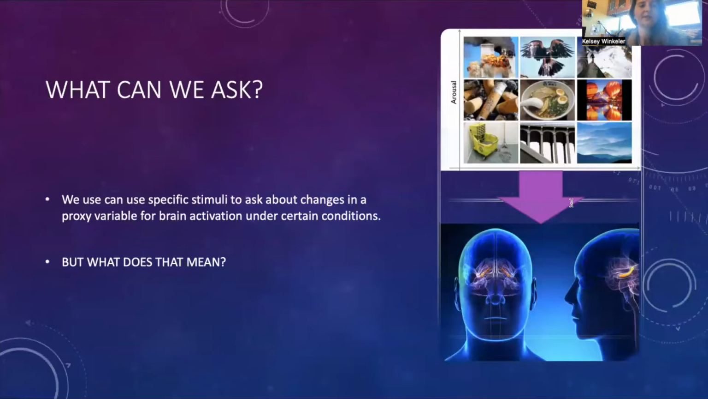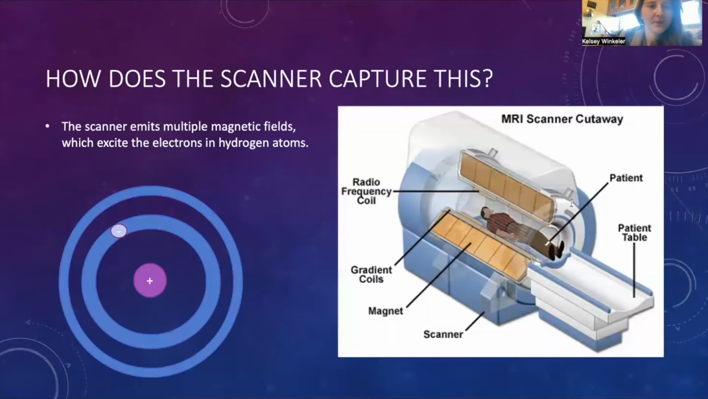So, what can we ask? We can use very specific tasks or games, like the ones that we've been studying in neuroeconomics class, to see what is changing in the brain under those certain conditions. But how do we do that and what does it mean?